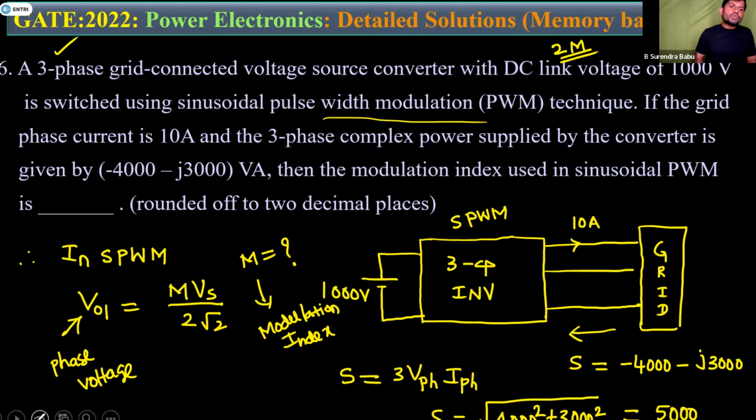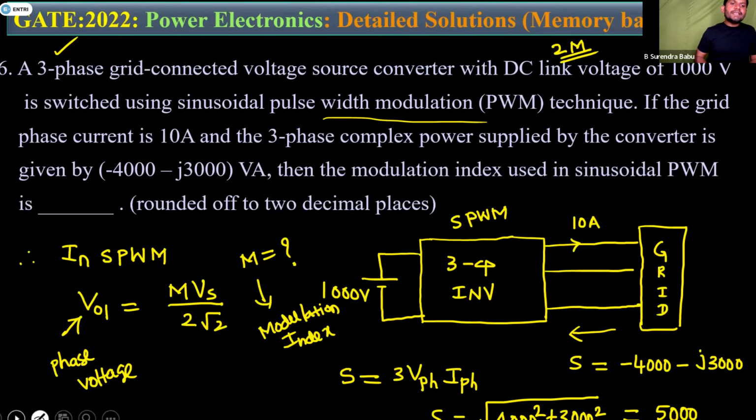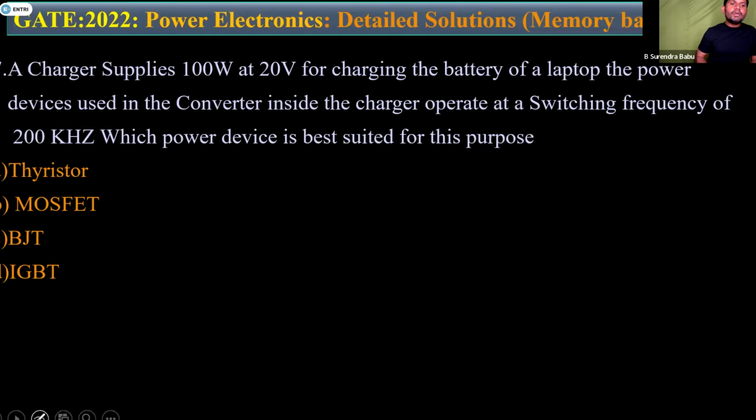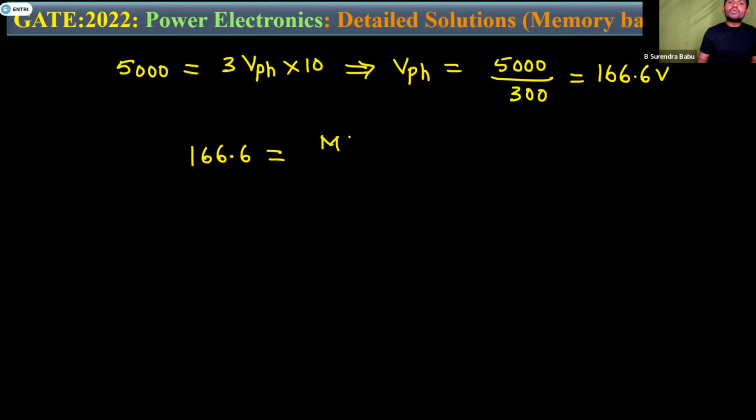Now substitute the apparent power. This is equal to 5,000 volt amperes, equal to 3 into V phase into I phase, and I phase is 10. Then the phase voltage equals 5,000 by 30, which is approximately 166.6 volts. Now substitute the phase voltage here: 166.6 equals M into 1000 by 2 root 2, where M is what you want to find.